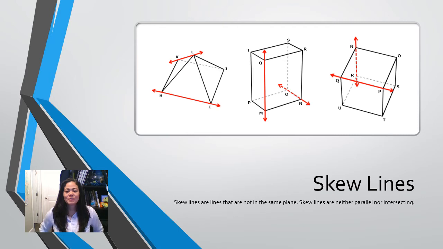Here, a third type of set of lines are called skew lines. So these lines are not parallel. They do not intersect. However, you can see that they're going in different directions. They're not on the same side of the shape, but even though they never intersect, they are not parallel.